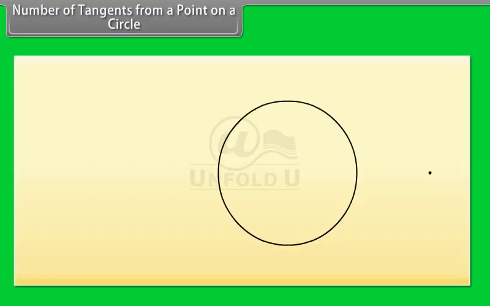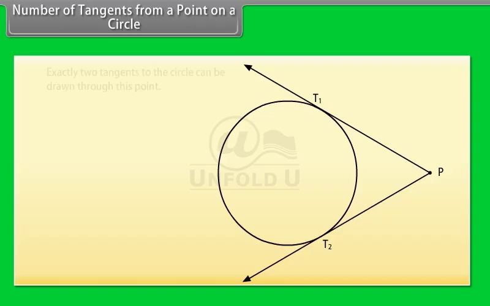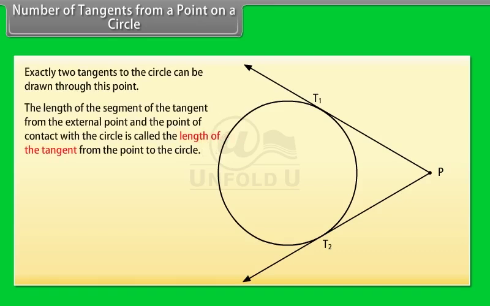Finally, take a point P outside the circle and try to draw tangents to the circle from this point. We can find that exactly 2 tangents to the circle can be drawn through this point. The length of the segment of the tangent from the external point and the point of contact with the circle is called the length of the tangent from the point to the circle. Here PT1 and PT2 are the lengths of the tangents from P to the circle. The lengths PT1 and PT2 have a common property which we will learn in the next screen.